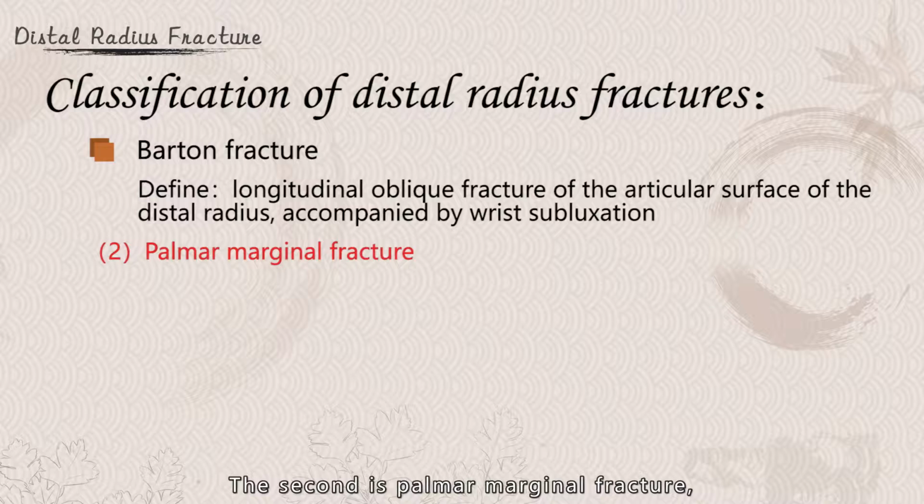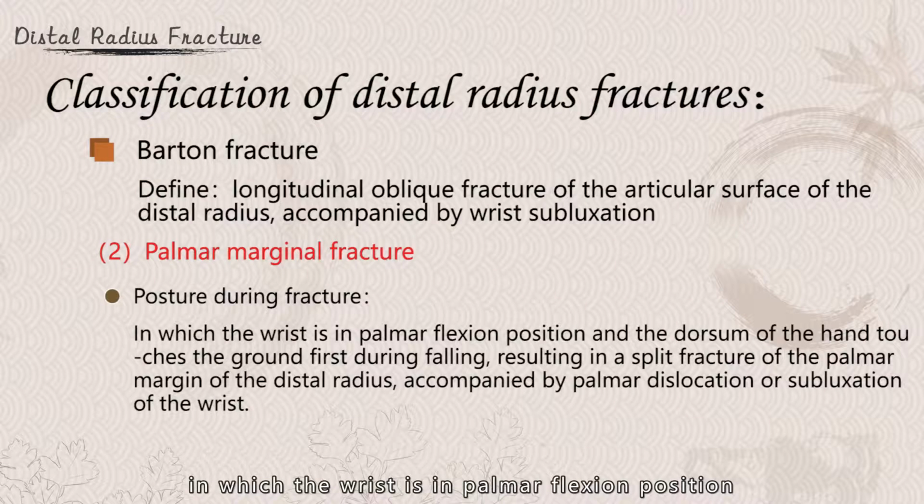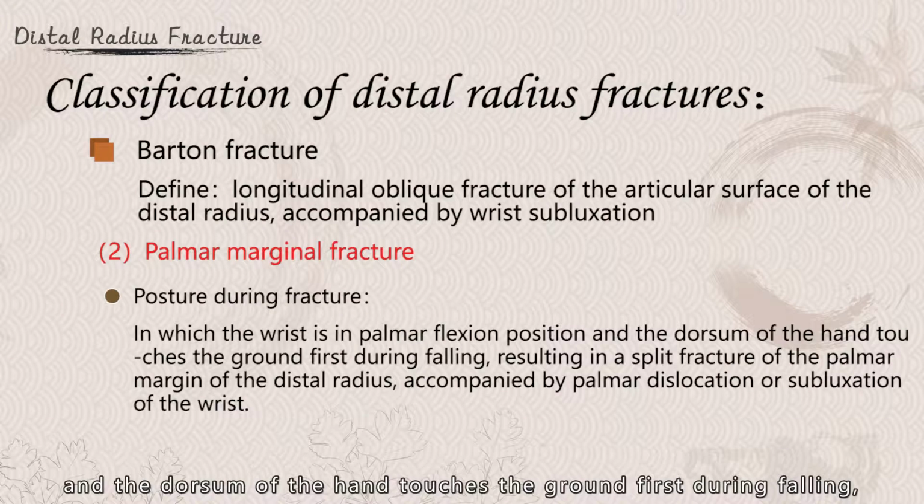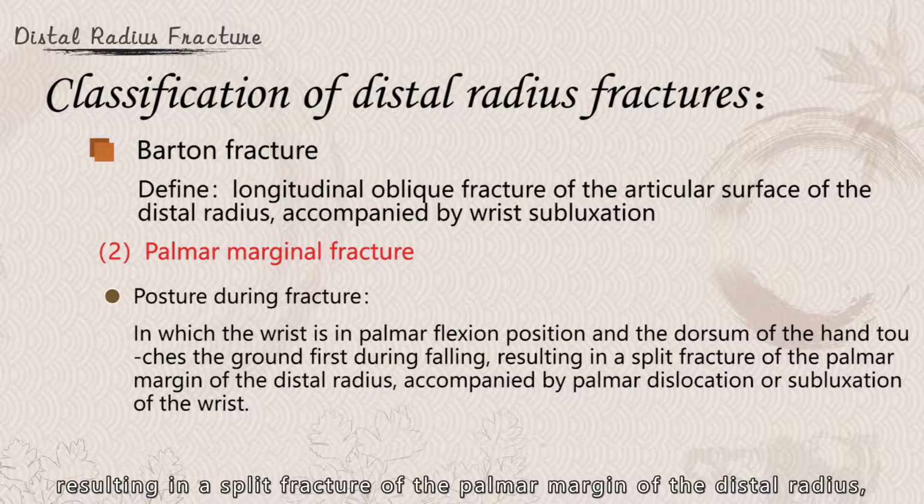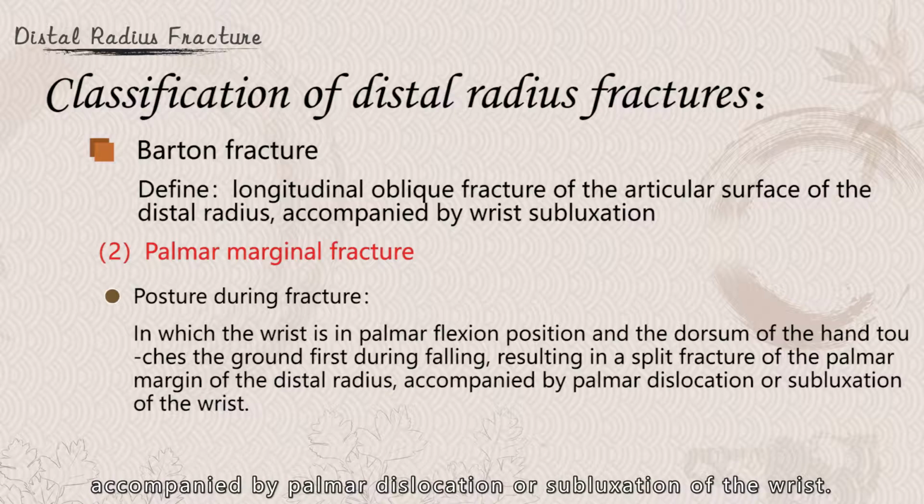The second is palmar margin fracture, in which the wrist is in palmar flexion position and the dorsum of the hand touches the ground first during falling, resulting in a split fracture of the palmar margin of the distal radius, accompanied by palmar dislocation or subluxation of the wrist.